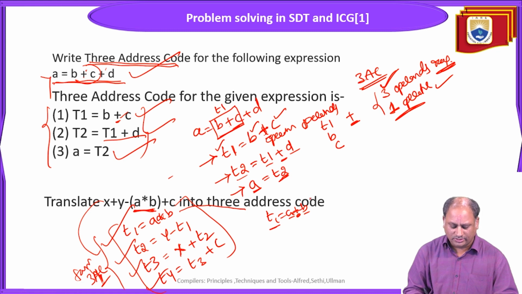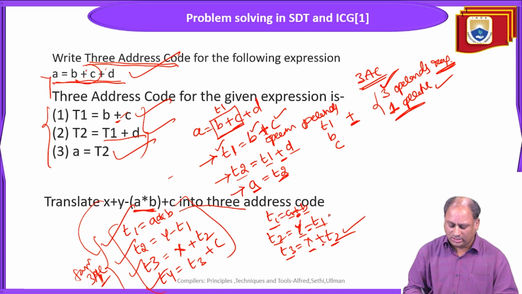So we can perform this one. Similarly, T2 equal to Y minus T1. So T2 is one operand, T1 is one operand, and Y is one operand, and the operator is minus. So it is easily performed with the 3 address code. Similarly, T3 equal to X plus T2, where T3 is one operand, X is one operand, T2 is one operand, and the operator is plus.